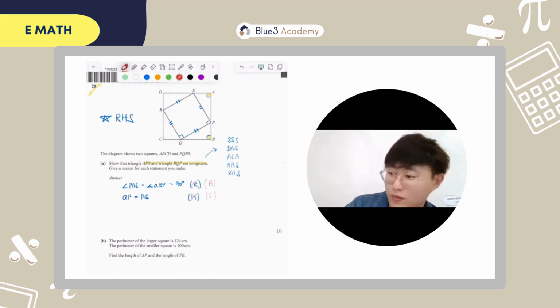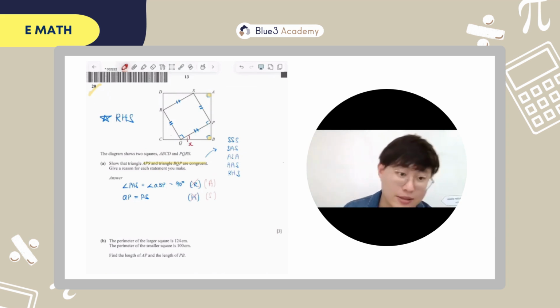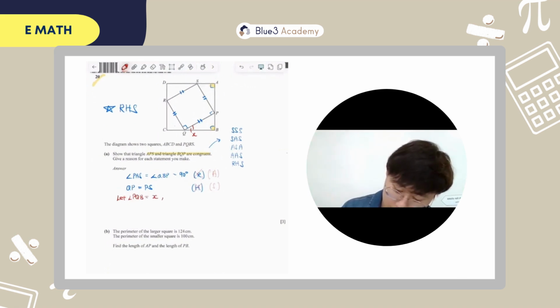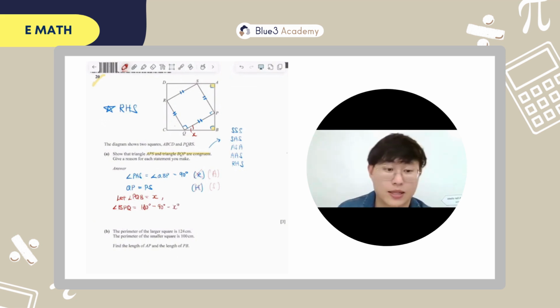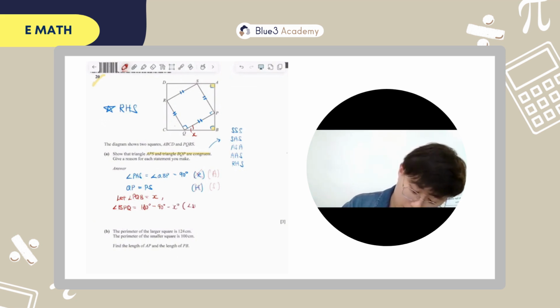I think a lot of you should try your best to be good at this. Basically, I'm going to label this angle as X. So I'm going to let angle PQB be equal to X. Then from here, angle BPQ is equal to 180 minus 90 minus X. This is your reasoning: angle sum of triangle. And you're going to end up with 90 minus X. So this angle here is actually 90 minus X.